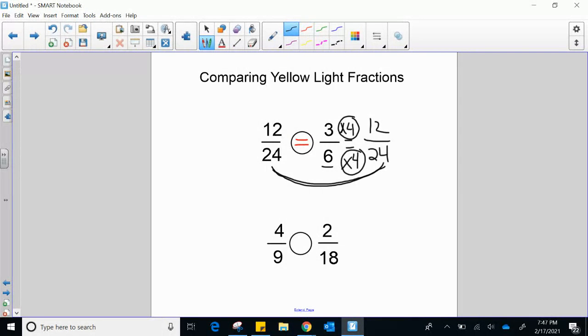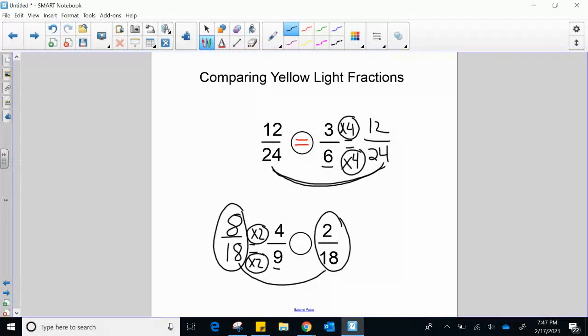Last but not least, we have ninths and 18ths. The one we're going to change is the smaller denominator into the bigger denominator to create those happy green light fractions. We're going to Watoda Madud 9 times 2 is 18. 4 times 2 is going to give me a new numerator of 8. So now I have my green light fractions, 8/18ths compared to 2/18ths. If I have 8 apples, I have more than if I have 2 apples. So 8/18ths is greater than 2/18ths.